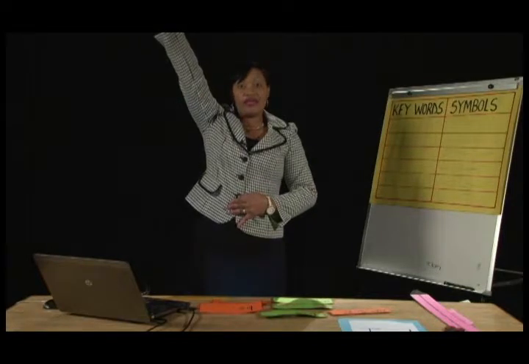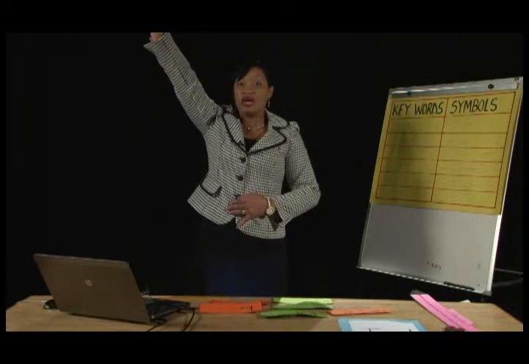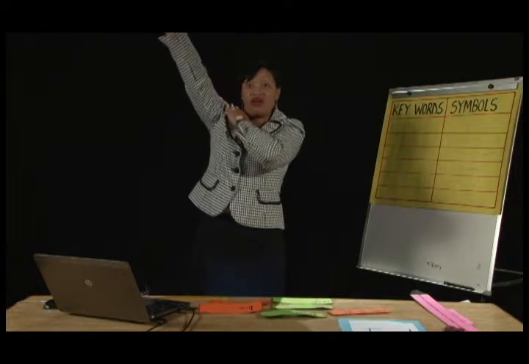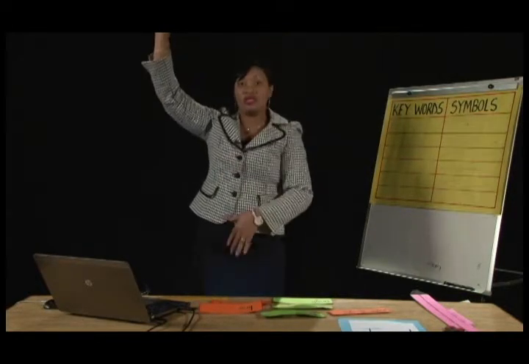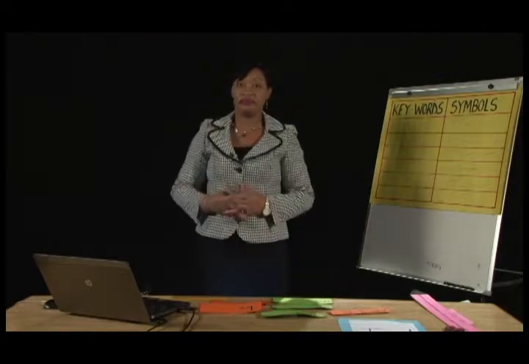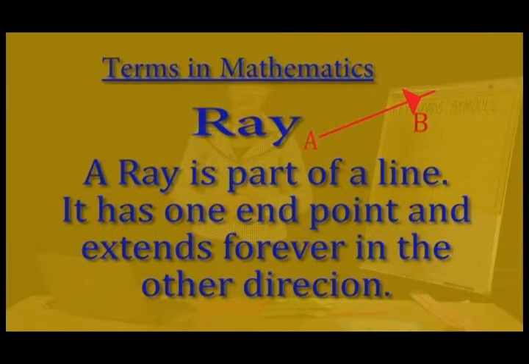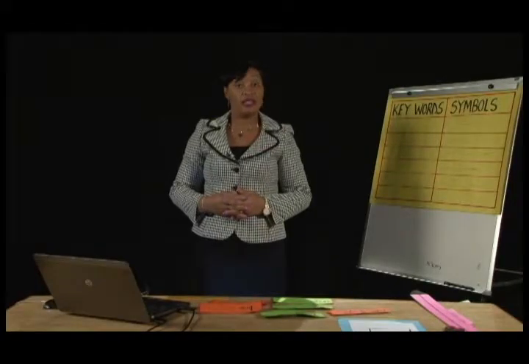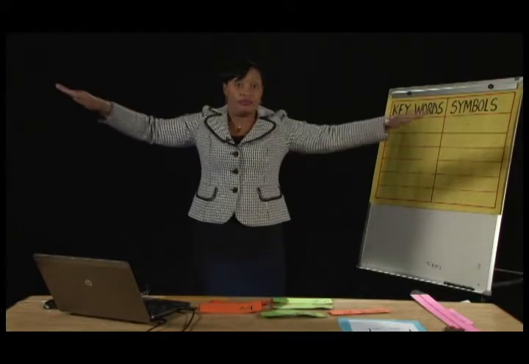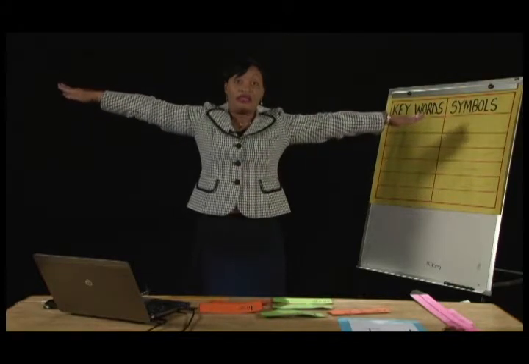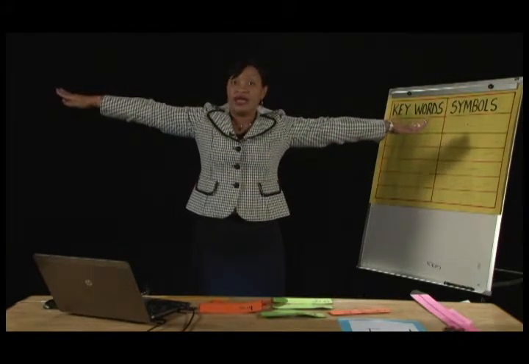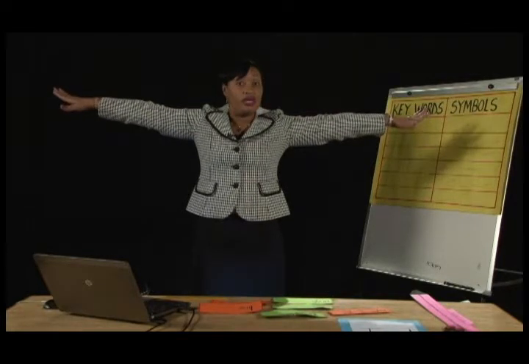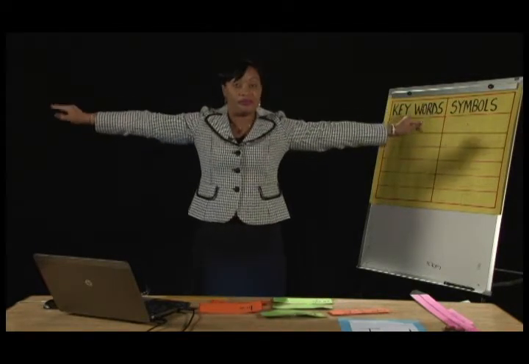This is a ray. A ray has one end point and travels in one direction continually. Simon says, stretch your arms out. This signals a line. A line goes on forever in both directions.